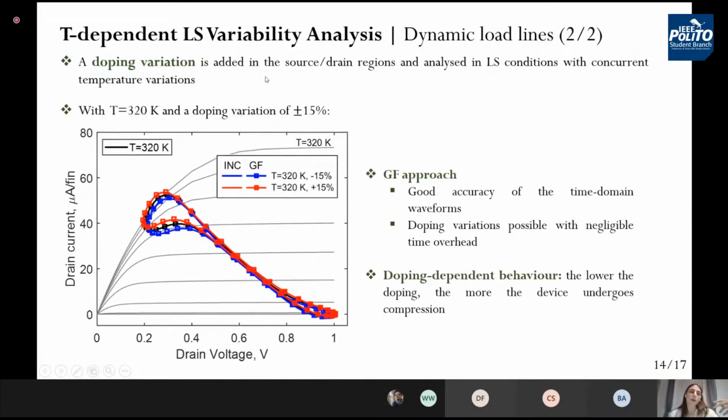Now we add a concurrent variation of the doping in the source and drain regions, and in this plot we can see the dynamic load lines, which are calculated with negligible time overhead. Moreover, doping variations further affect the parasitic resistances of the device, and we can notice that the lower the doping, the more the compression of the dynamic load line.